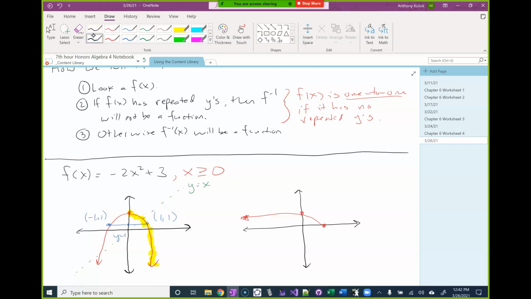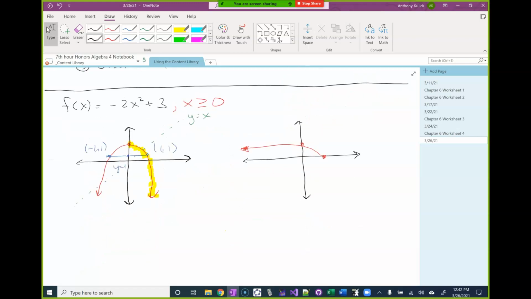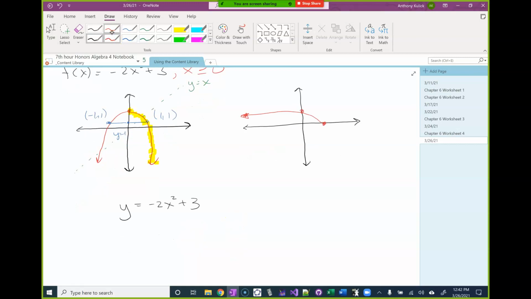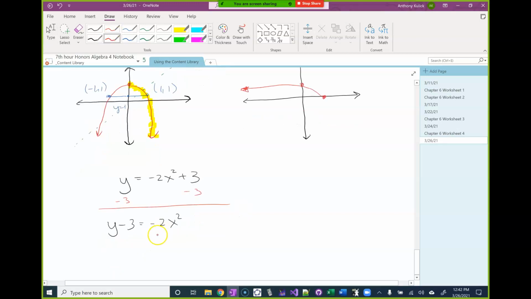So the way we did that is we would replace the f of x with a y, and then we would solve this for x. So I'll subtract 3 over from both sides. Divide both sides by -2. So here I'm going to push the negative sign into the numerator, which is going to make the 3 positive and the y negative. Just to make it a little bit cleaner.